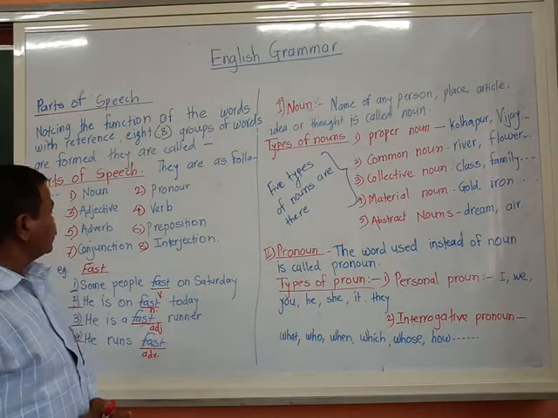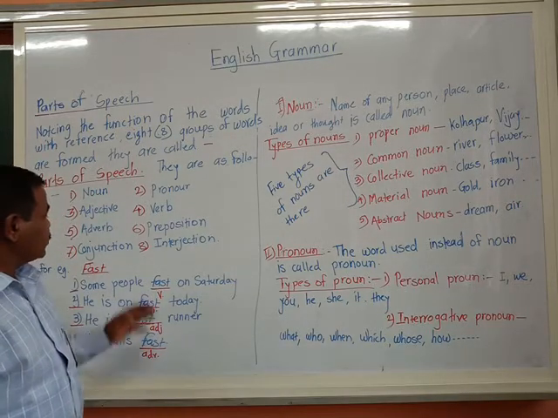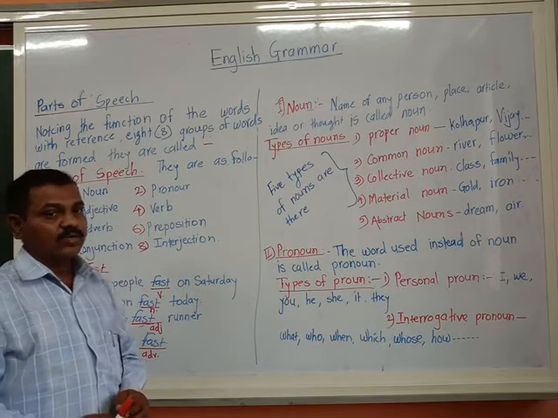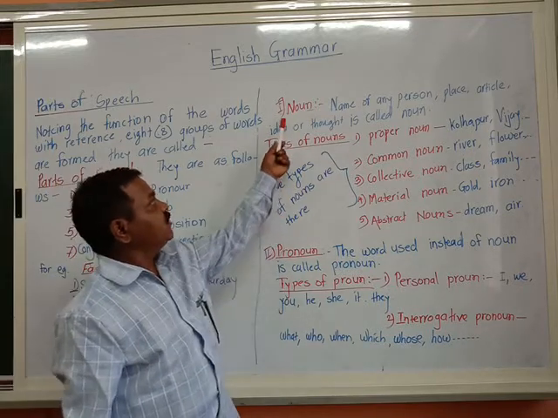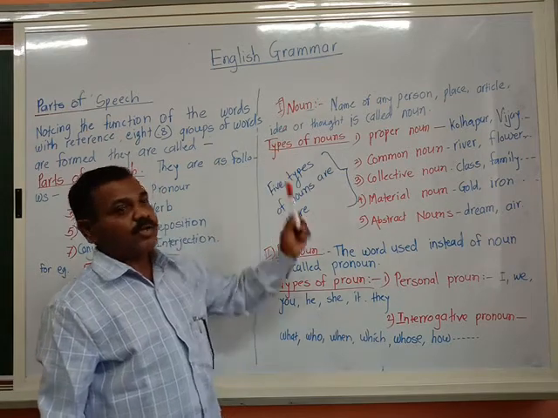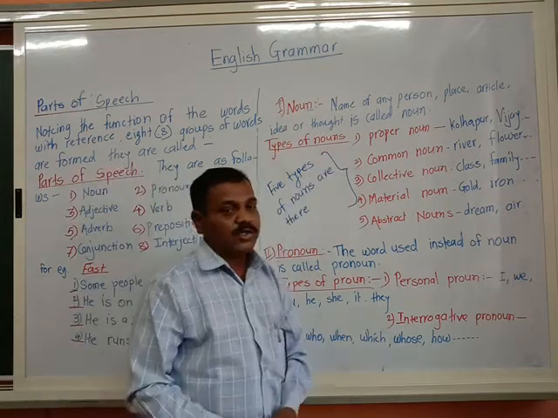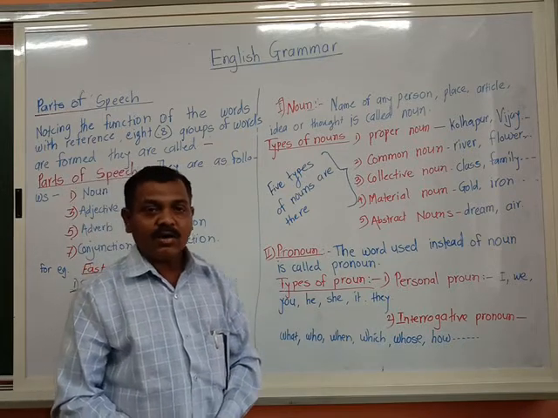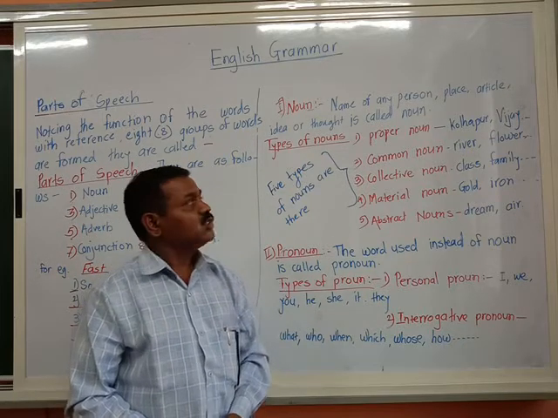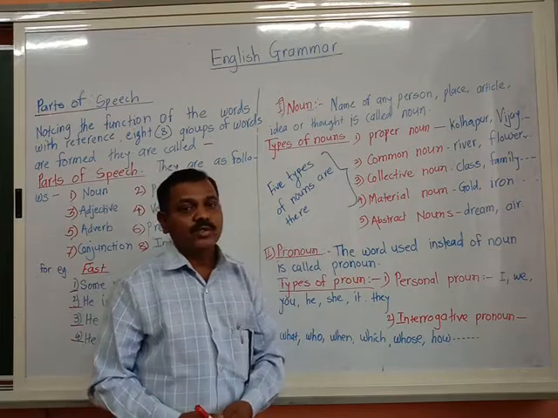Now you will get all the details of these nouns, pronouns, verbs, adverbs, adjectives, preposition, conjunction and interjection, how they are classified. So let us come to the first type, that is first one is the noun. What is meant by the noun? Name of any person, place, article, any idea or any thought is called the noun.